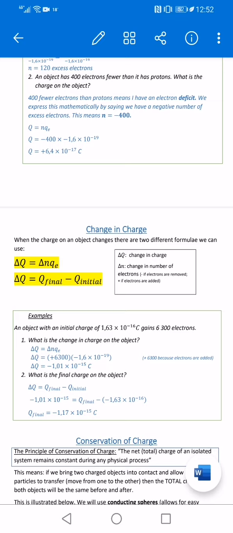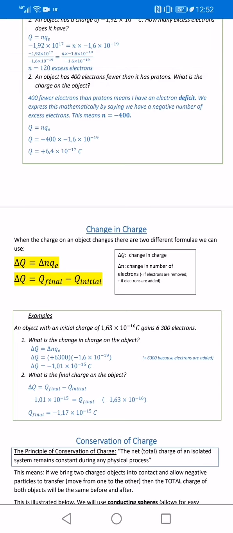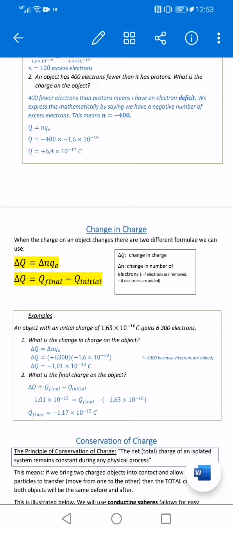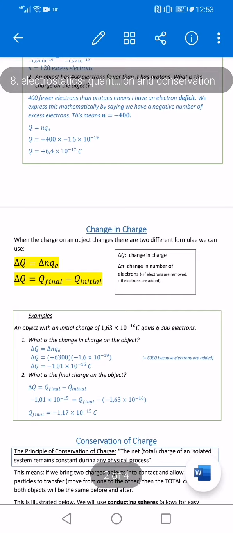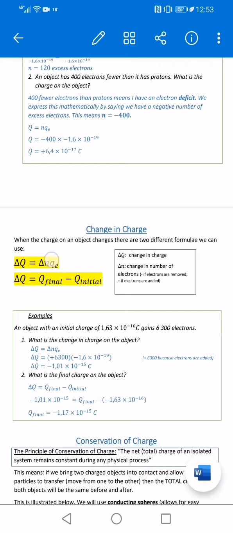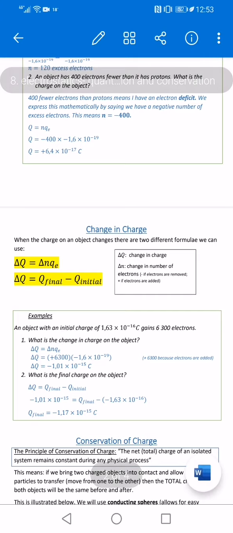Okay, so change in charge means we're going to use one of these two formulae. Now, how do we know which formula to use? We look at what information was given to us. We've got the initial charge, and we've got the change in number of electrons. So far we could use either one of these formulae, right? Delta n we have, and Q initial we have. Now they want to know the change in charge on the object. So they want to know delta Q. So of these two formulae, the top one is actually the only one I can use, because if I were to use the bottom one, I would have to know what Q final is to substitute in there, but I don't know it. So I have to use the top one.